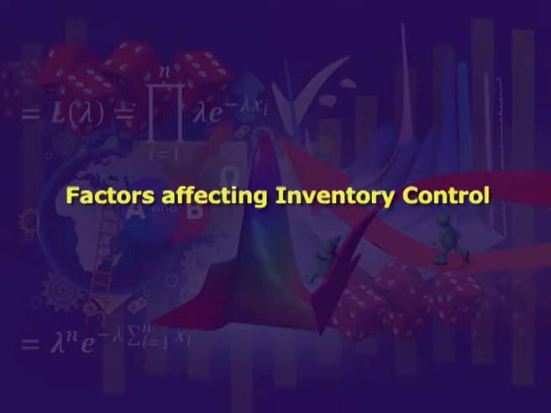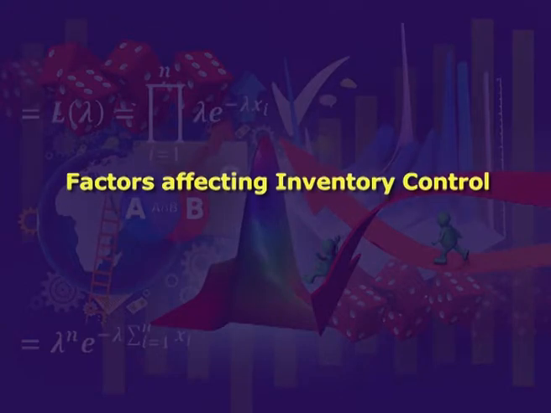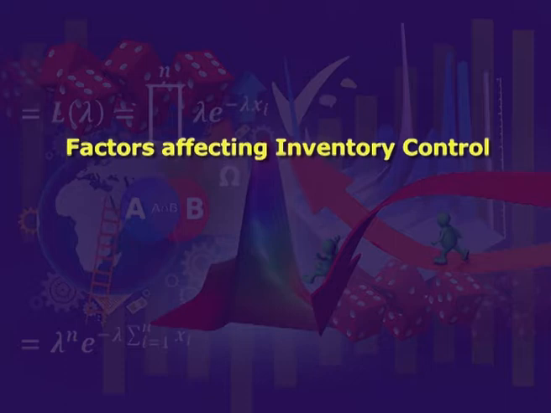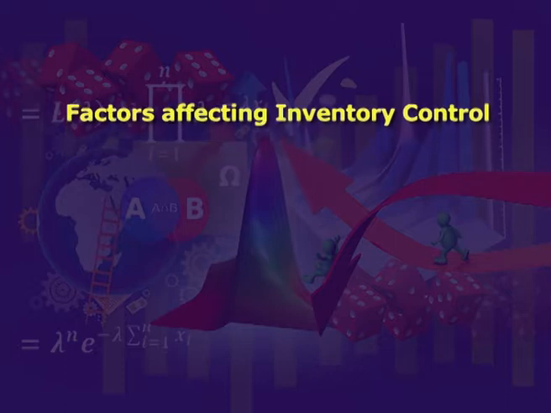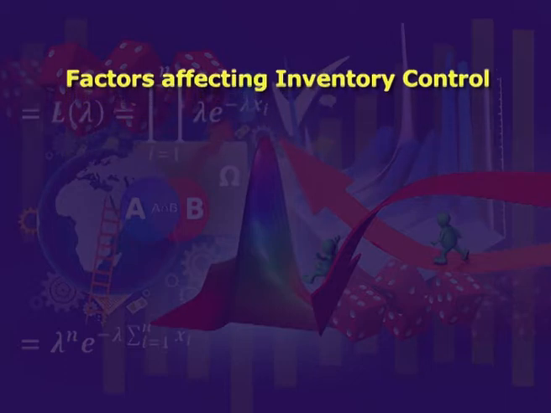Factors affecting inventory control. Costs as well as other factors also play an important role in the study of inventory control, which are as follows. Number 1, demand. The number of units required per period is called demand. It may be deterministic or probabilistic.